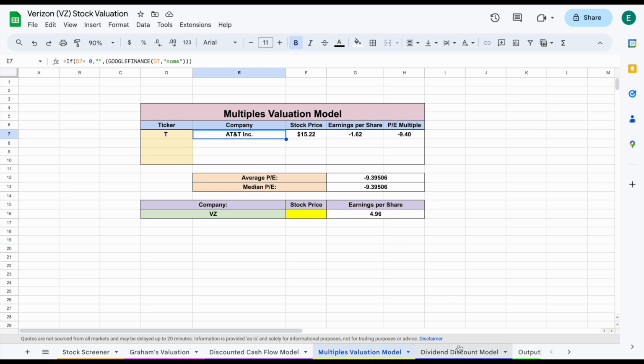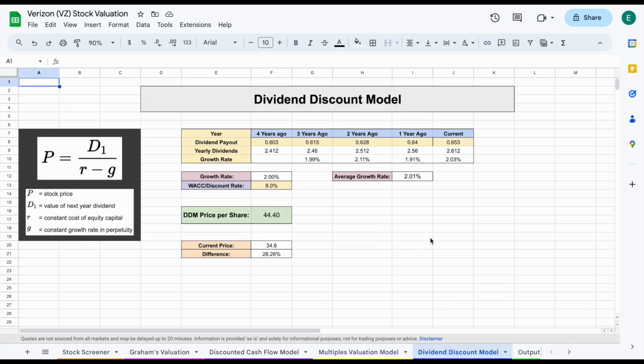So that means the last valuation we'll look at is the dividend discount model. In my opinion, this is one of the best ways to value a dividend stock because it values them based on how much they pay out in dividends and how much that dividend is increasing year over year. So you can see here, I plugged in the quarterly dividend payout so we can see how much they pay out each year, and we can see our year-over-year dividend growth rates, and like we've already talked about, pretty close to around 2%, and on average sitting at 2.01%. So moving forward, I'm projecting a dividend growth rate of right at 2%, discount rate of 8%, and that gives us a dividend discount model price per share of $44.04.